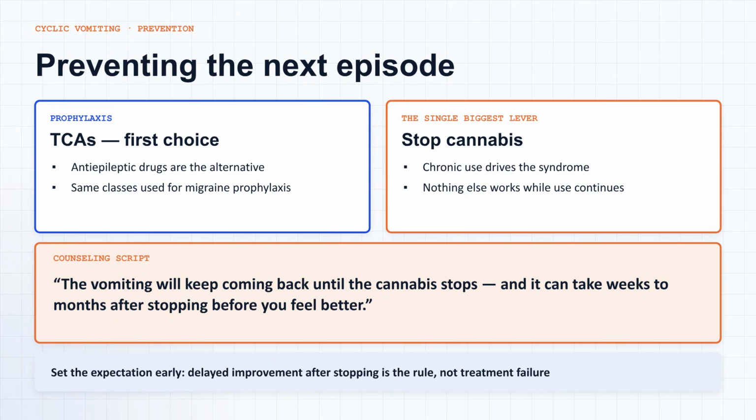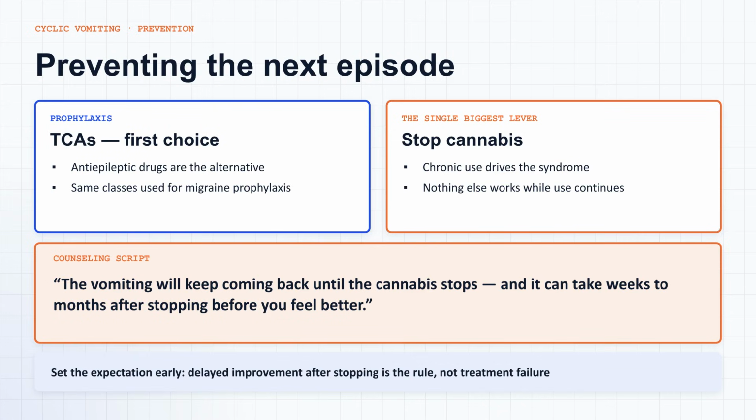Now, prevention. Between episodes, start a preventative agent. A tricyclic antidepressant is the usual first choice, and antiepileptic drugs are the alternative. These are the same classes used for migraine prophylaxis, which again tells you something about the mechanism. And the single most important intervention: have the patient stop cannabis.